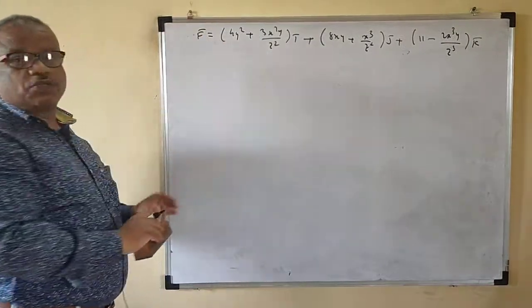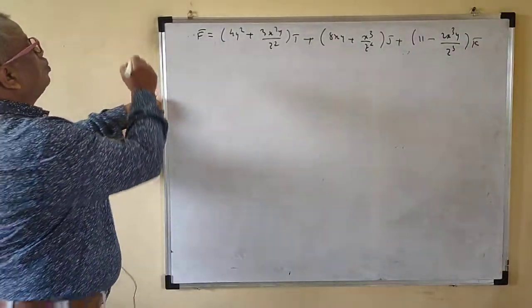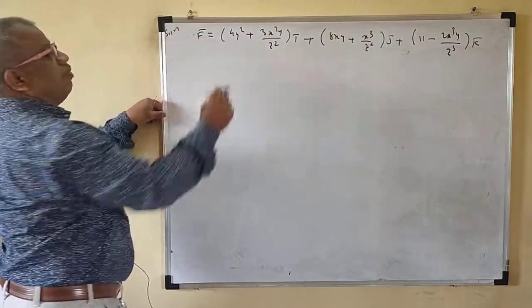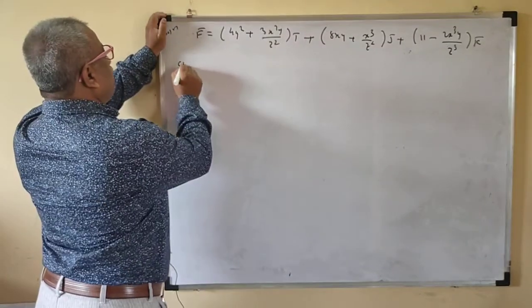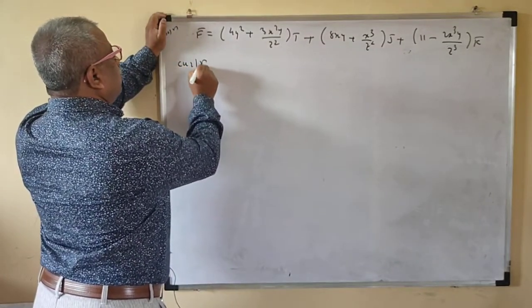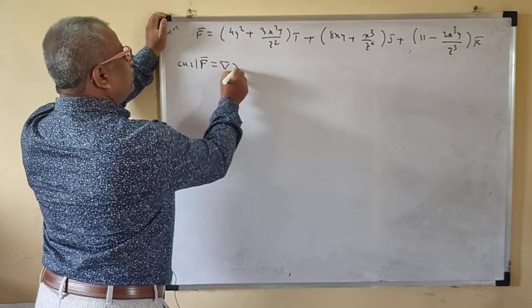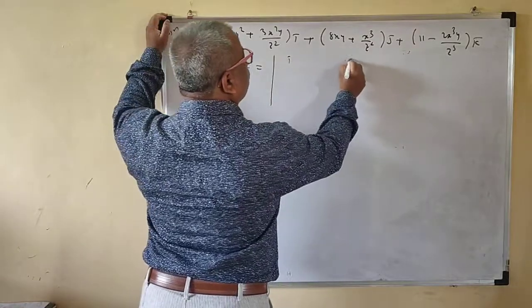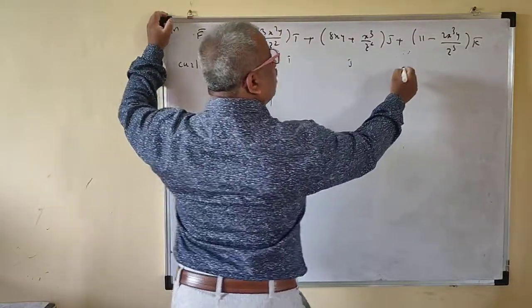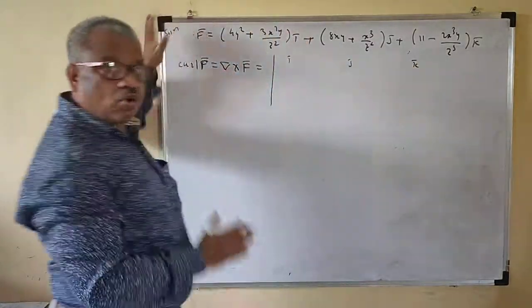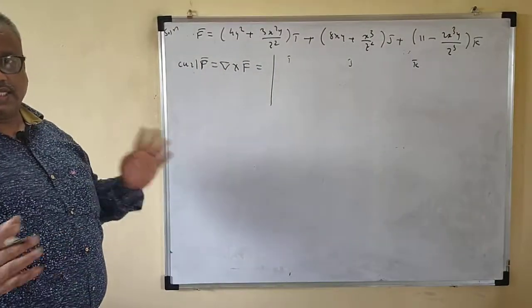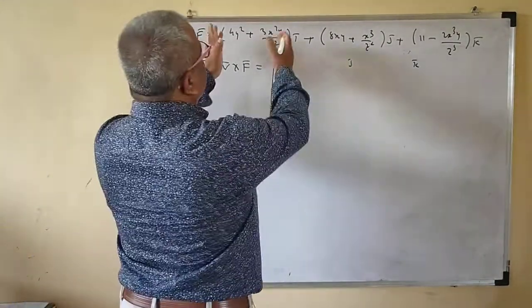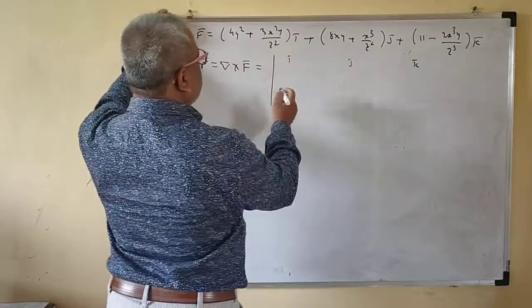That means we just find the curl of f bar. Given that f bar is equal to this, the curl of f bar. I write this symbolically. No need to write out i bar in full, but I will keep more distance between i, j and k because the components are heavy.